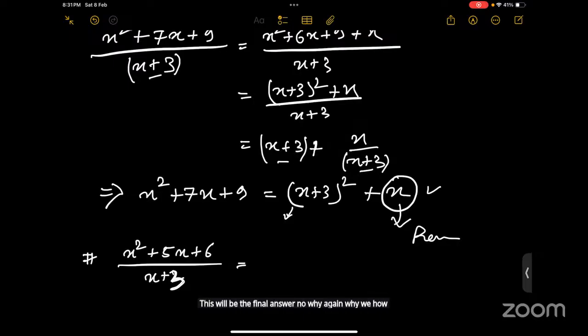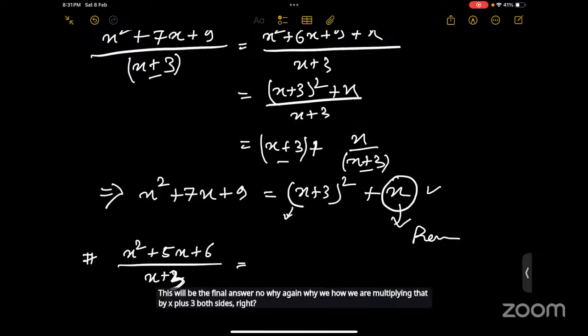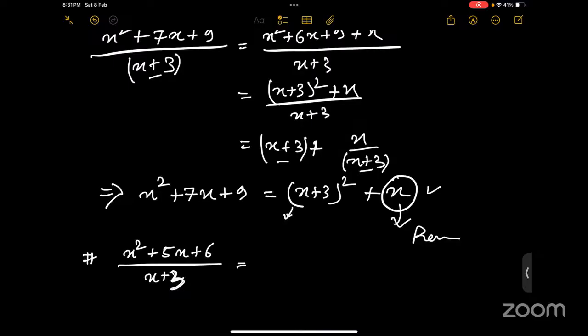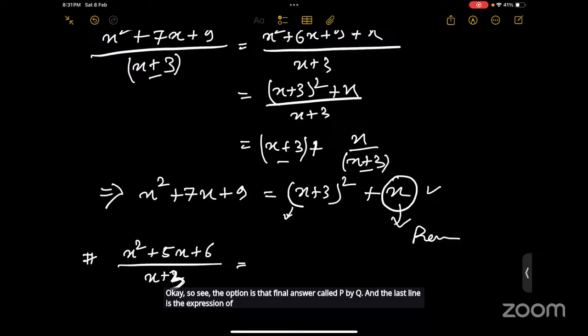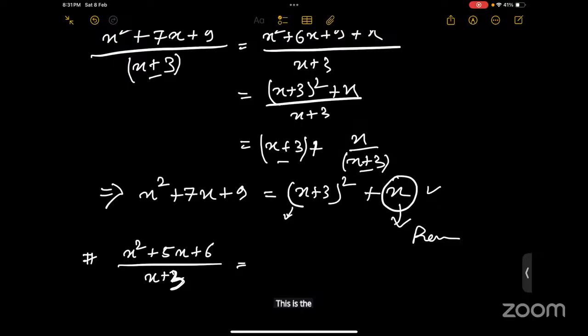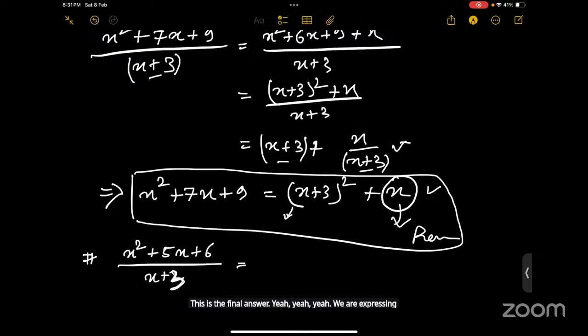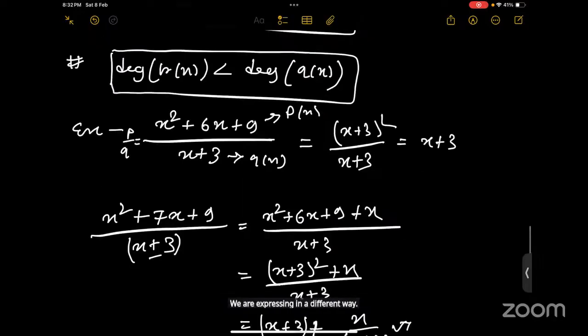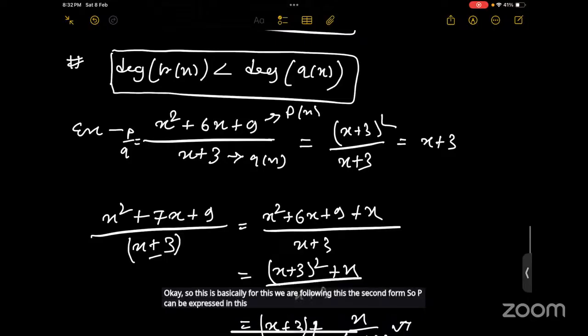Why again? How are we multiplying that by x plus 3 on both sides? Why? Okay, see, the above line is the final answer for P by Q, and the last line is the expression of P. That means we can express P in such a way. We are expressing P in a different way, for this we are following the second format. So P can be expressed in this form: divisor times quotient plus remainder.